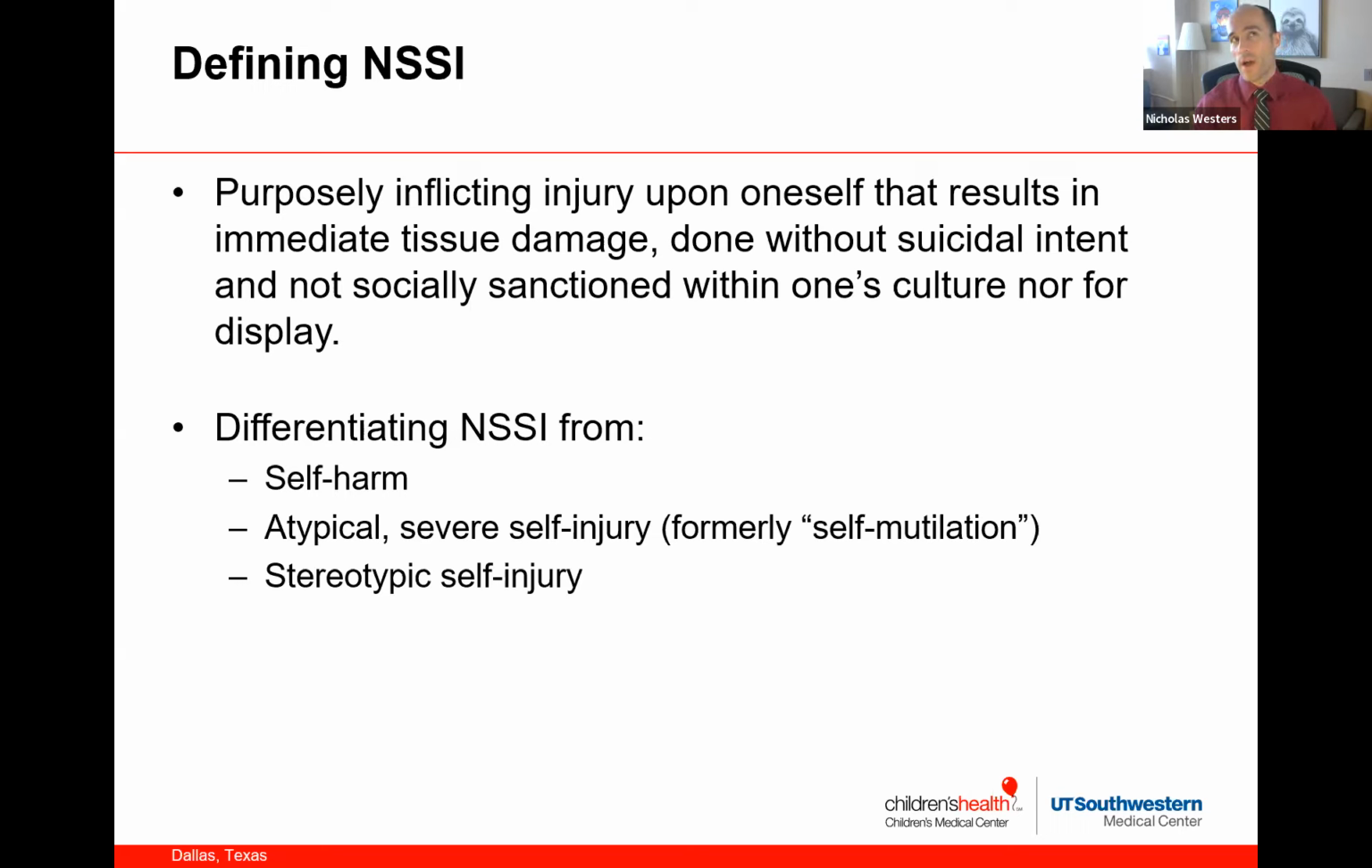We're also not talking about stereotypic self-injury, which is what you would see in individuals with autism spectrum disorders and intellectual disabilities, where there's that repetitive head banging or repetitive stereotypic behavior. On the other hand, individuals on the spectrum, as well as those with intellectual disabilities, can engage in non-suicidal self-injury and or stereotypic self-injury. So this talk also still applies to them.